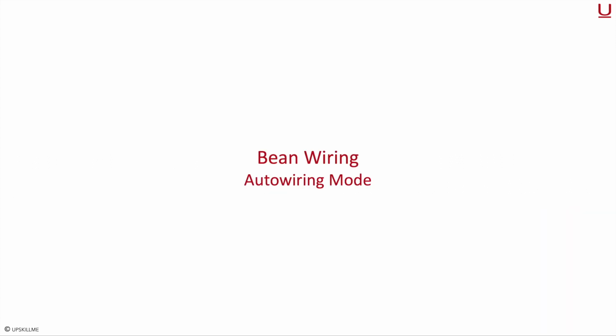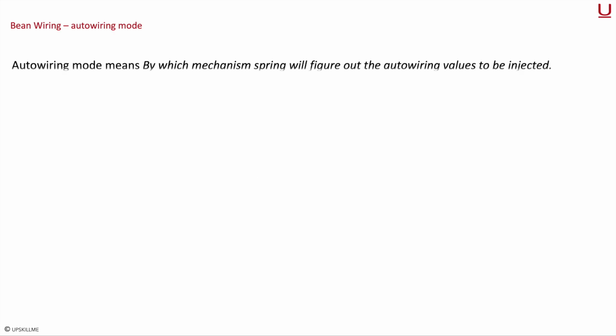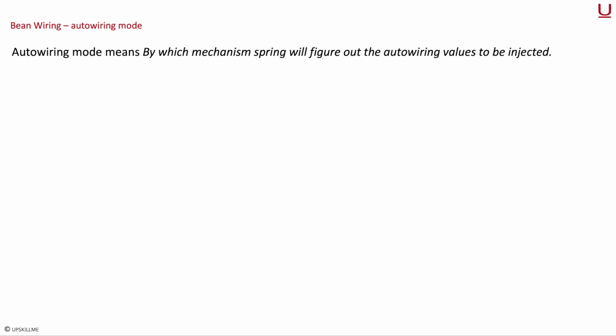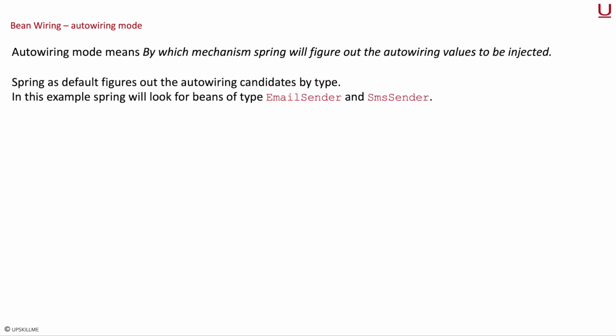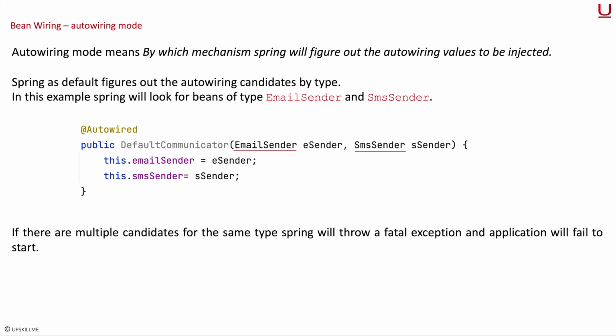Let us understand various autowiring modes. Autowiring mode means the mechanism by which Spring will figure out the autowiring values to be injected. Spring by default figures out the autowiring candidates by type. In this example, Spring will look for beans of type EmailSender and SMSSender. If there are multiple candidates for the same type, Spring will throw a fatal exception and the application will fail to start. To fix those fatal exceptions, we have two possible solutions.